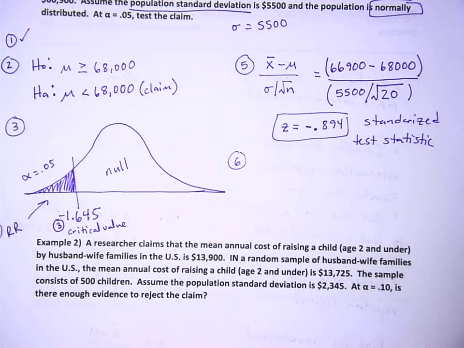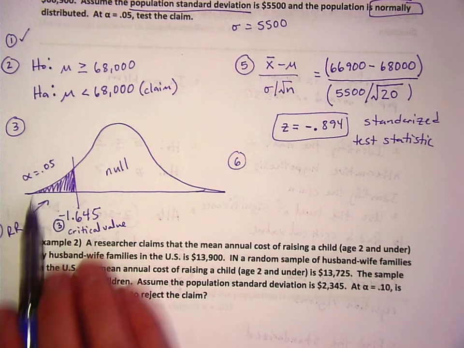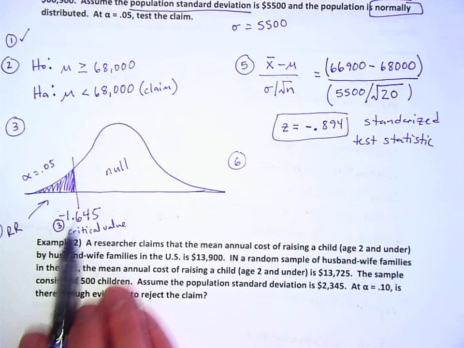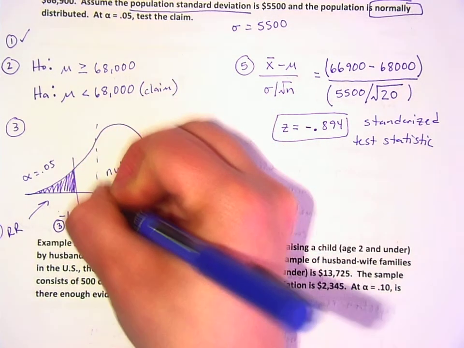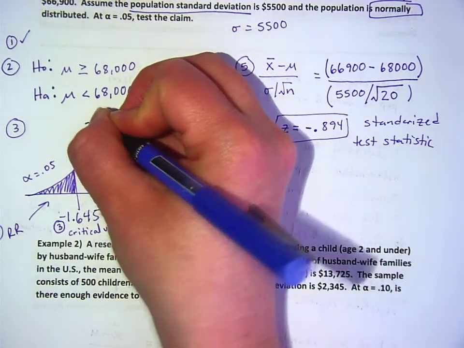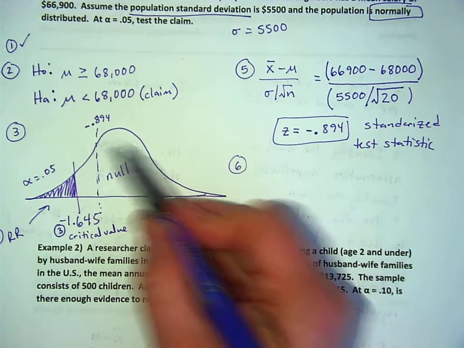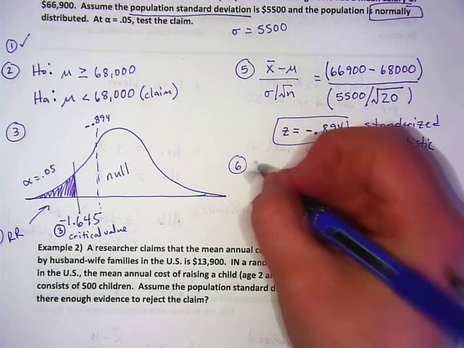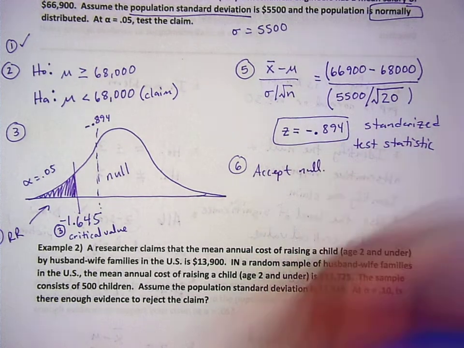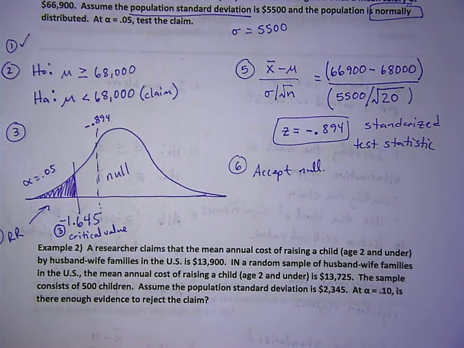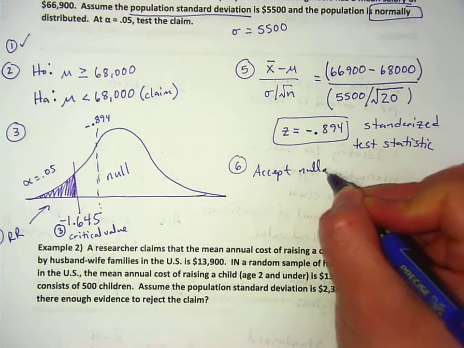So where is negative 0.89 on here? Is it in this rejection region over here? No, because that would be less than negative 1.645. And like negative 0.89 is hitting right about here, right? This is like negative 0.894. Do you see how it's hitting in this null region? That means that I'm going to accept the null. So the first thing you think about is whether you're going to accept or reject the null. It hit in the null, it didn't hit in the rejection region. I'm accepting the null.